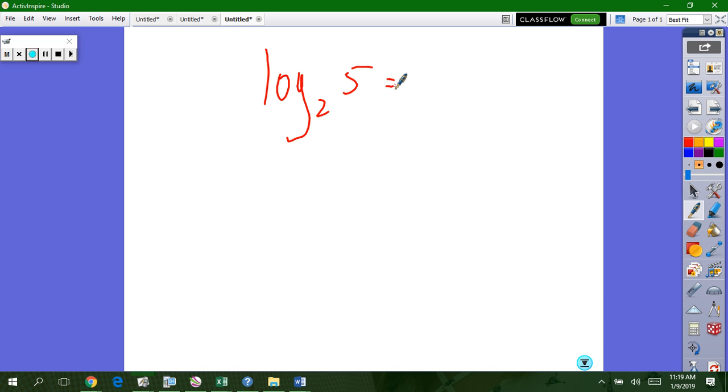Everybody with me? So what did we do if you didn't have the cool calculator? That's right: log of 5 over log of 2. Now this is called the common log change of base. They call this the common logarithm because it's base 10. That's the common log.